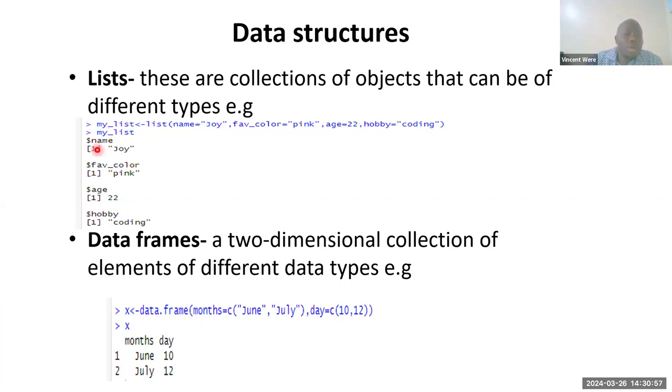But I want to see who has done this, my list. Assign it to a list of things. Anytime you are typing a string variable, which is not a number, you put it in quotes. Coding, I see somebody has done it. Dollar sign name is Joy. Favorite color is pink. The age is 22 years. Hobby, dollar sign hobby.